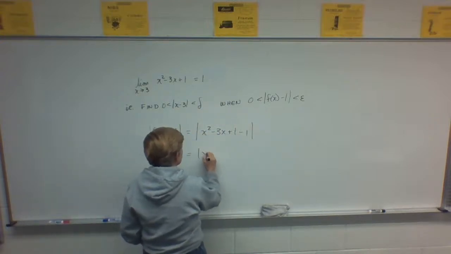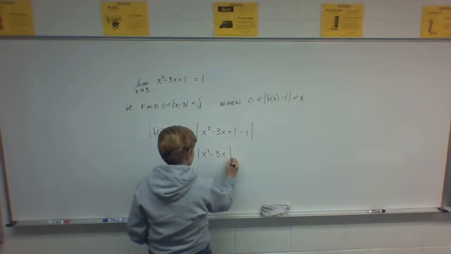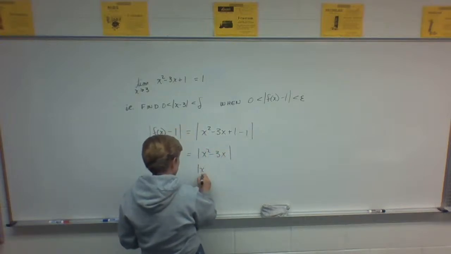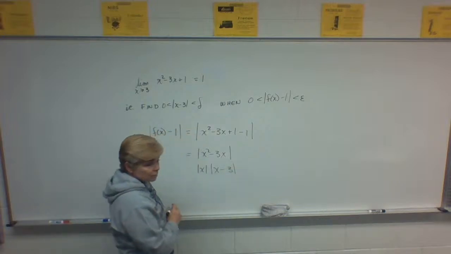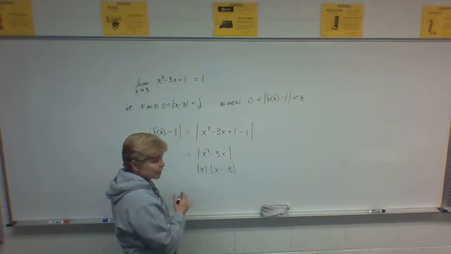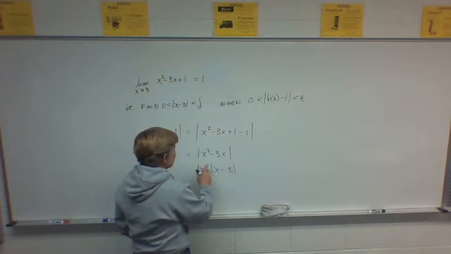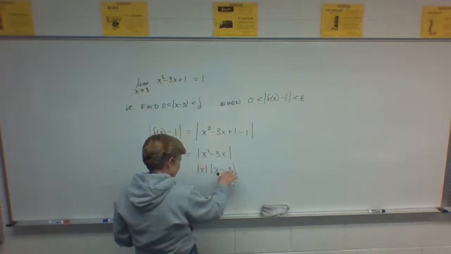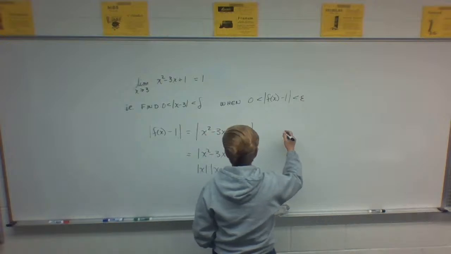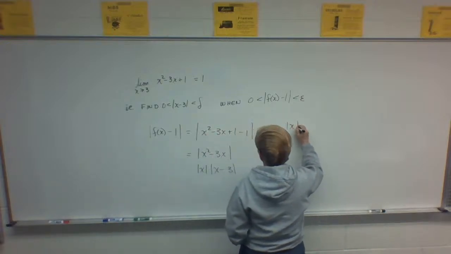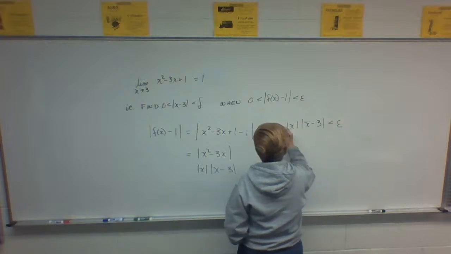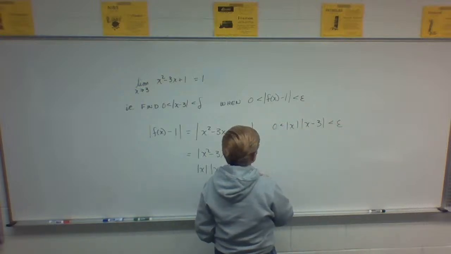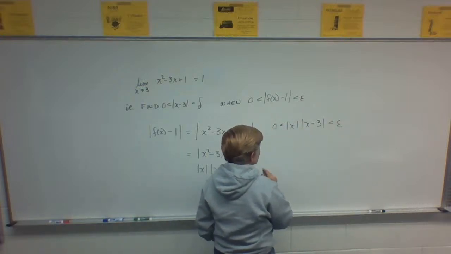That's going to be x squared minus 3x. That's going to be x times x minus 3. The factoring out of x, leaving the absolute values on everything. Everybody good with that? That was f of x minus 1. That's what it's turned into. And so now if I come over here, I say that the absolute value of x times x minus 3 is less than epsilon here. So less than or equal to? Nope, less than, strictly less than.